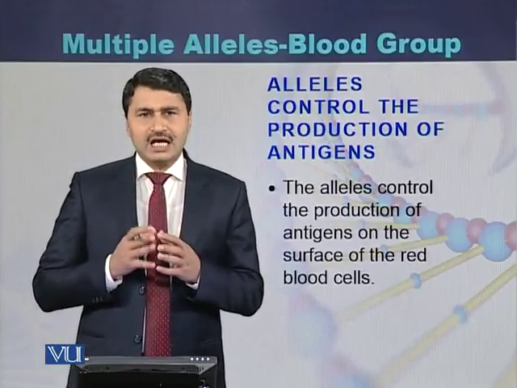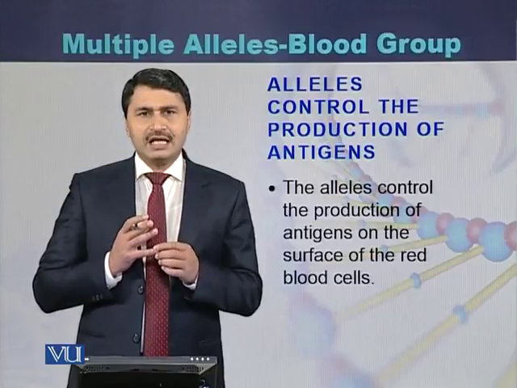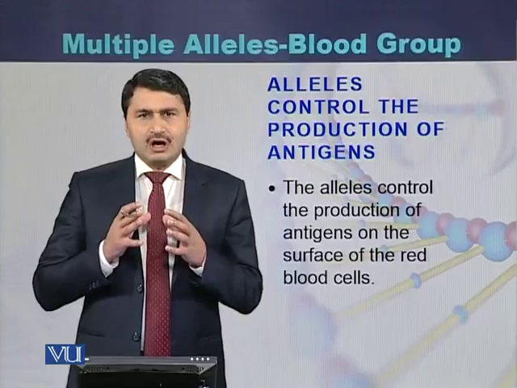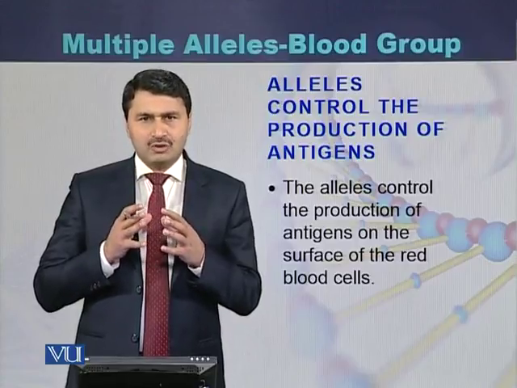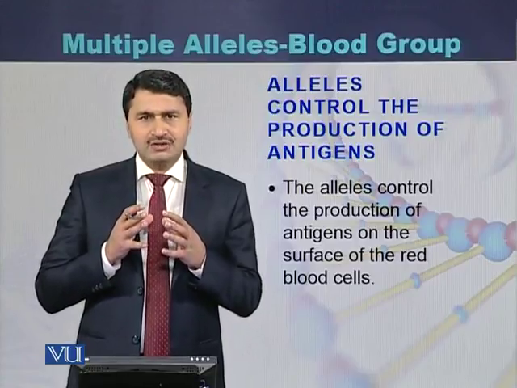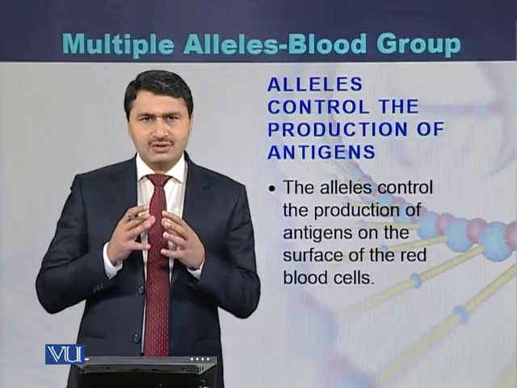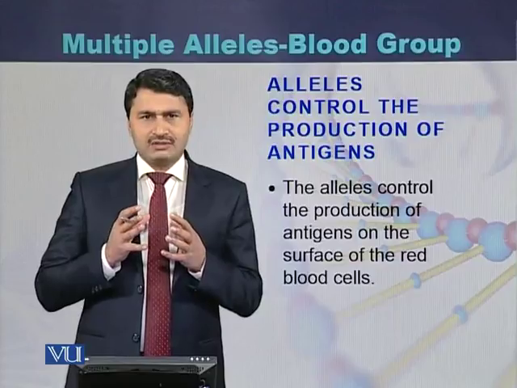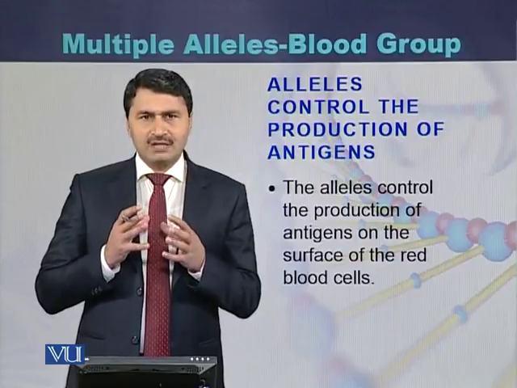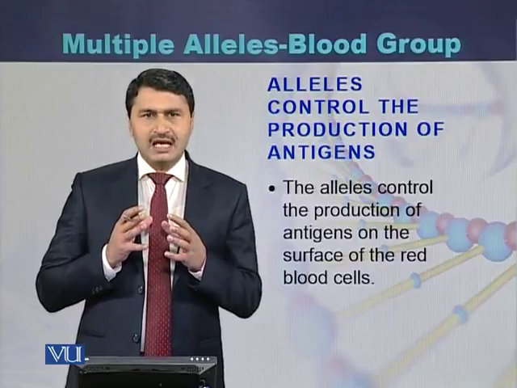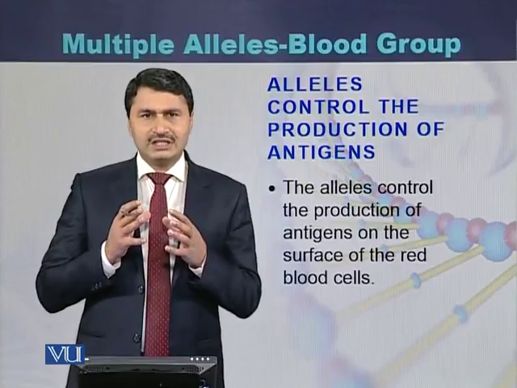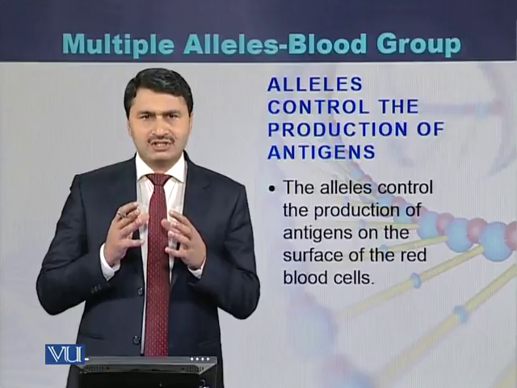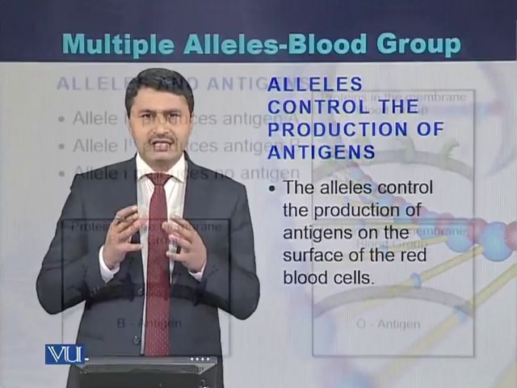These alleles, which are allele A, allele B and allele I, control the antigens, or they are responsible for the production of the antigens which are present on the surface of the red blood cells. Our blood has 3 types of cells: red blood cells, white blood cells and platelets. And these alleles generate antigens. Those antigens are present on the surface of the red blood cells.